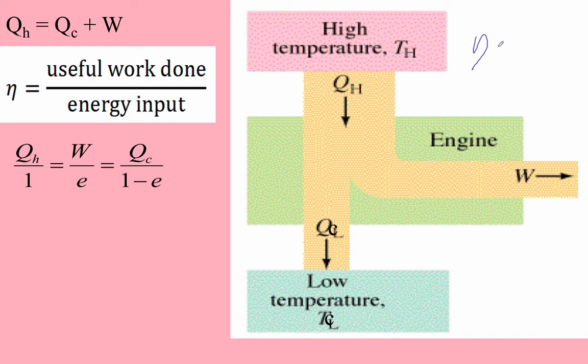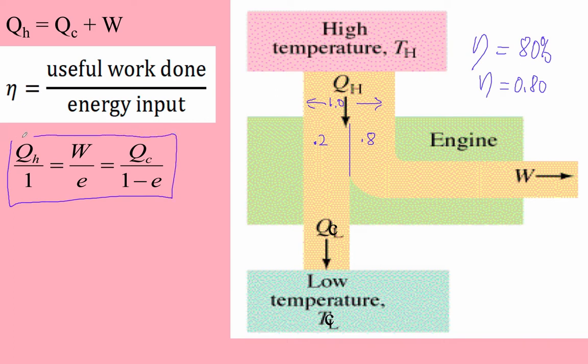Let's do another example. Let's imagine that this is 80% efficient, so this is actually 0.80. Now if we look at this, this would be 0.8. We'd only waste 0.2 of it, and 1.0 would be this stuff here. So you can set up a proportion. We can just use proportions. The heat input is to 1 as the work is to the efficiency.